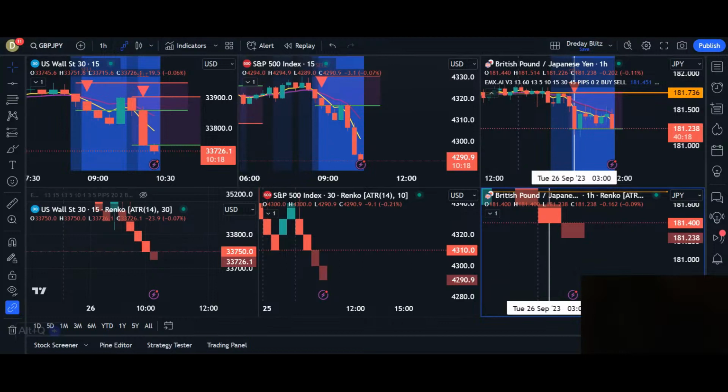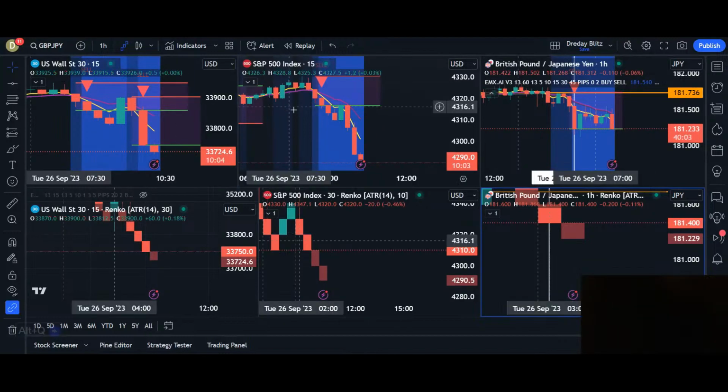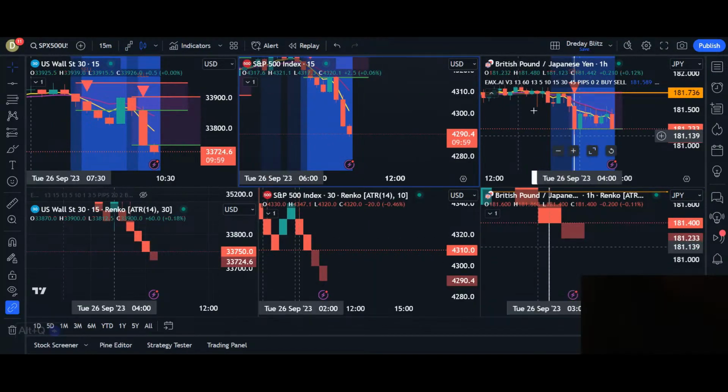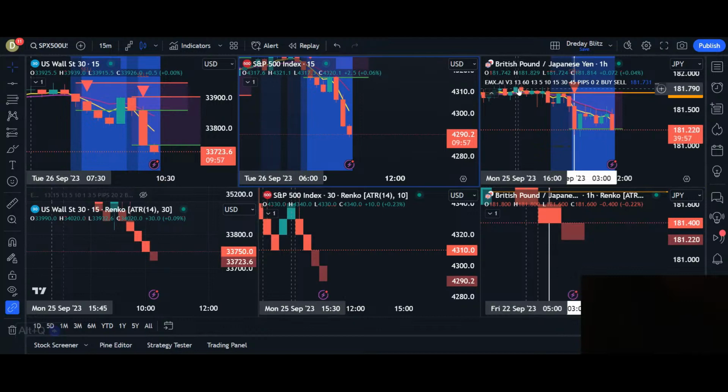But congrats to Leon for taking the GJ. Right now it's in profit. EJ is in profit and US 30 is in profit. That's perfect. So everything is selling off right now.